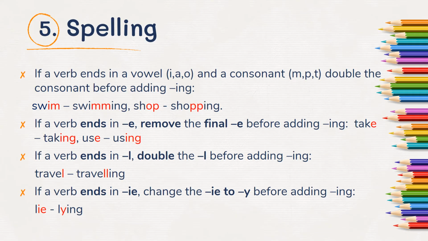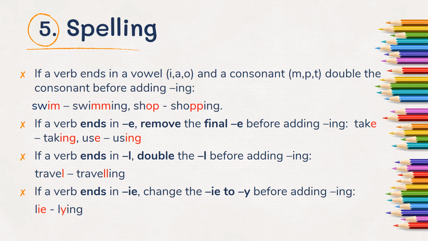The spelling is not so difficult, but there are some specifics and you have to remember them. For example, if you have a vowel like I, A, O, and a consonant coming after that like M, P, T, you have to double the consonant. For example, swim, swimming. You have I, a vowel, and then M, a consonant following. This means that you have to double the M.